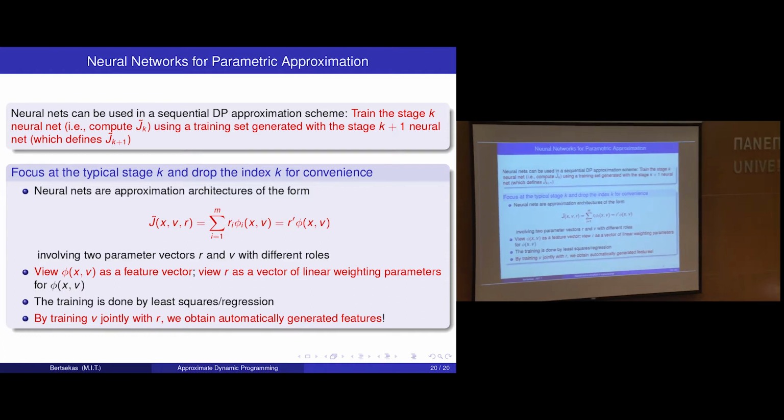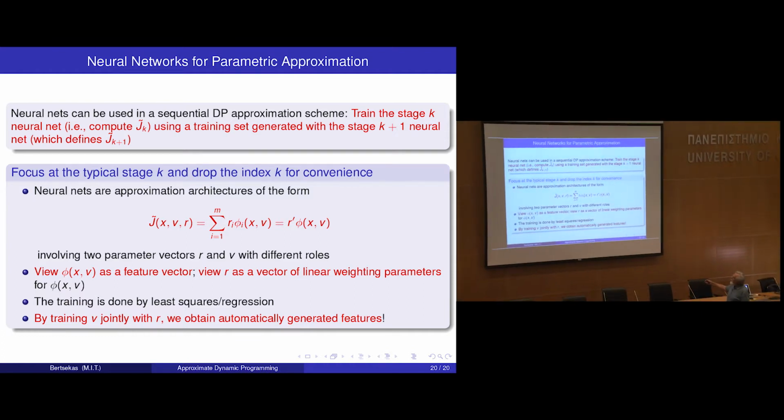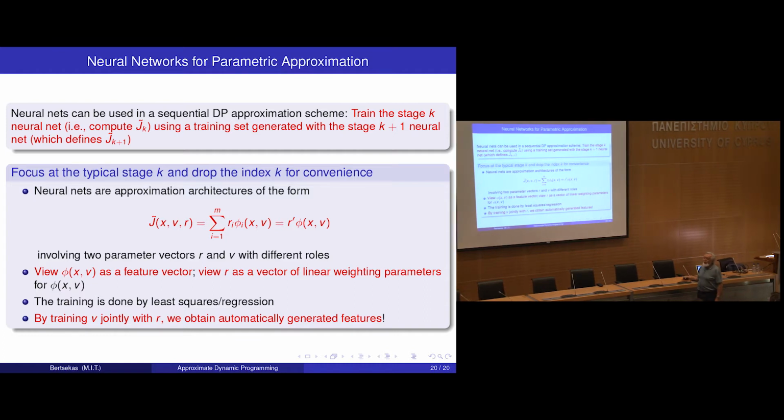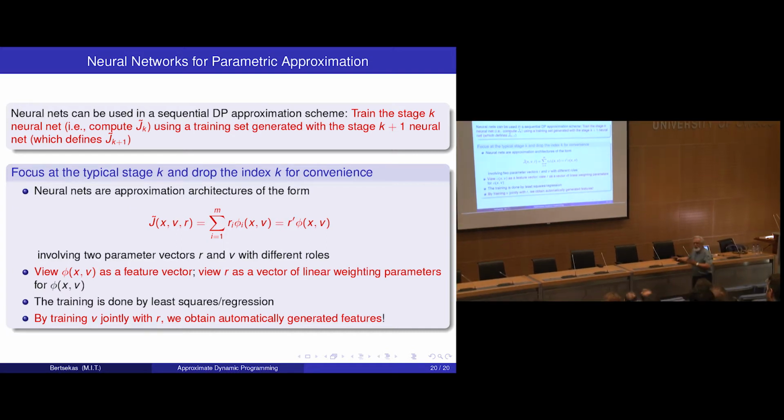Okay, so that's the bottom line. By training the v set of parameters jointly with r, we obtain automatically generated features. And that brings me to the end of my lecture. Tomorrow, I'm going to start right from this point and discuss what is the structure here, the multiple stages, and an idea about how the gradient computation is done, and so on. And then after we're done with parametric approximation, we're going to get into other approximation in value space methods, and finish the settlement.